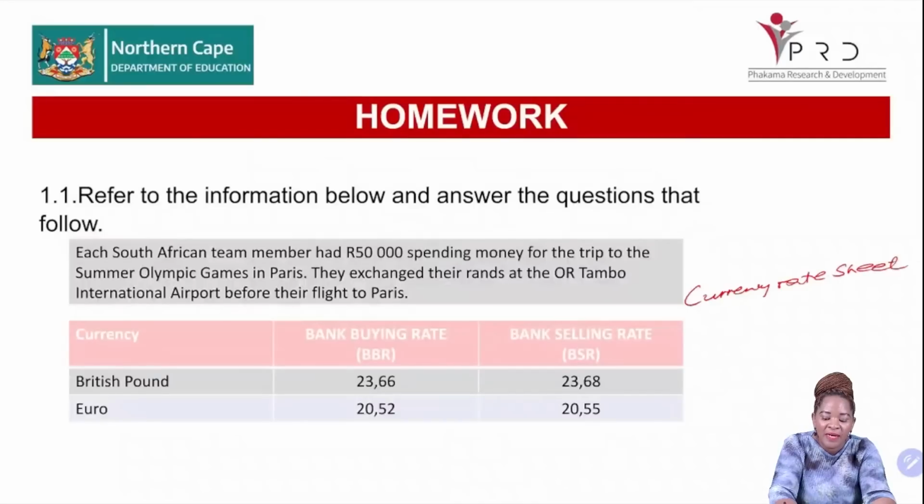So now the currency rate sheet in front of you has got the name of the currency. In this case, we have British pound and a euro. And then we have the bank buying rate and the bank selling rate. The bank buying rate is 23.66 rand for the British pound, and for the euro, it is 20.52 rand. The bank selling rate is 23.68 rand, and for the euro, it is 20.55 rand.